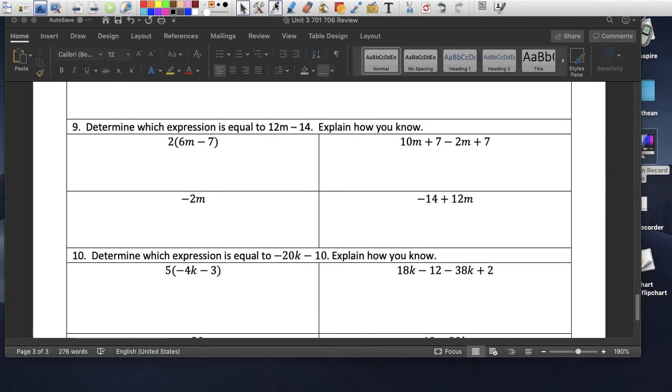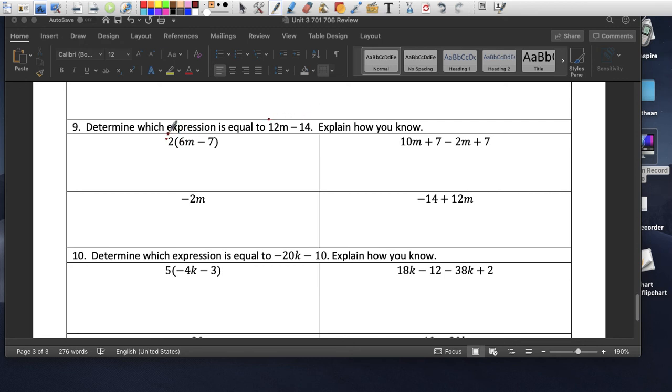So we have an expression here that says 12m minus 4. Our job is to figure out which of these four has the same, it's written differently, but means 12m minus 4. And you've got to explain. Let's do the first one. Is 2 times 6m minus 7 the same thing as 12m minus 14?